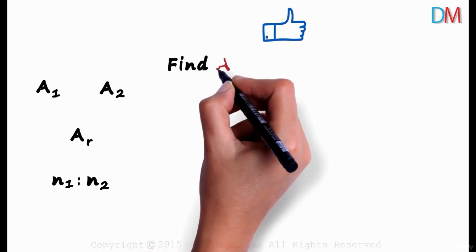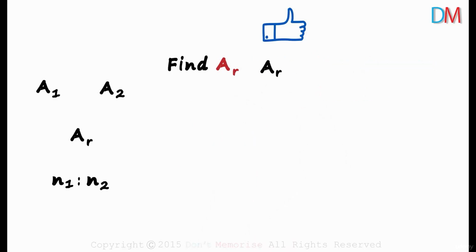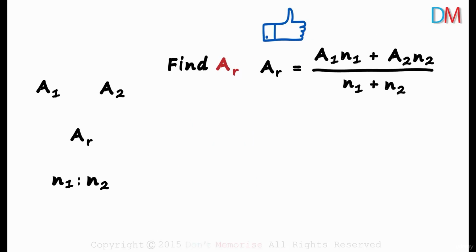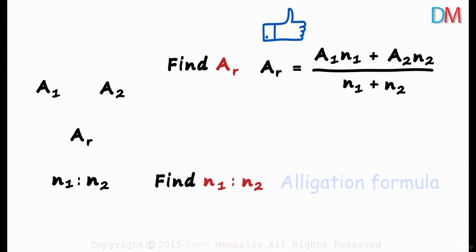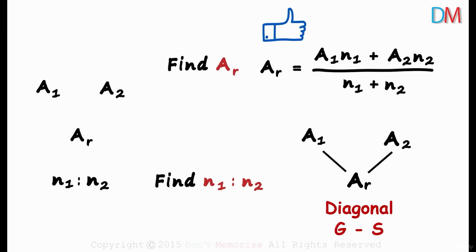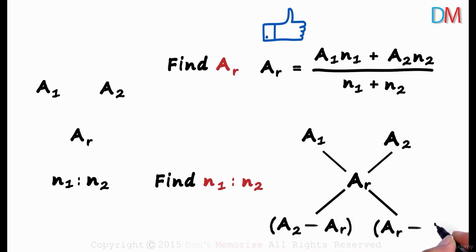Whenever we need to find the weighted or resultant average, use the weighted average formula. It says that the weighted average is equal to A1N1 plus A2N2 divided by N1 plus N2. Whenever we need to find AR, use this formula. And whenever we need to find the ratio of the weights, we use the alligation formula. A1 and A2 will be given, AR also will be given, and we apply the two rules, diagonal and greater minus smaller. Assuming A1 is smaller than A2, we will write A2 minus AR here and AR minus A1 here.